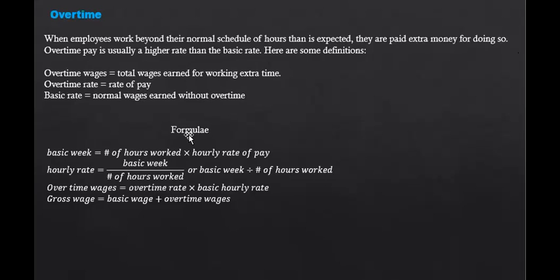We have some formulas. We need to learn these formulas. Basic week is equal to number of hours worked times hourly rate of pay. Hourly rate is equal to basic week divided by number of hours worked. Overtime wages is equal to overtime rate times basic hourly rate. And gross wage is equal to basic wage plus overtime wages. Let's see how this plays out in an example.